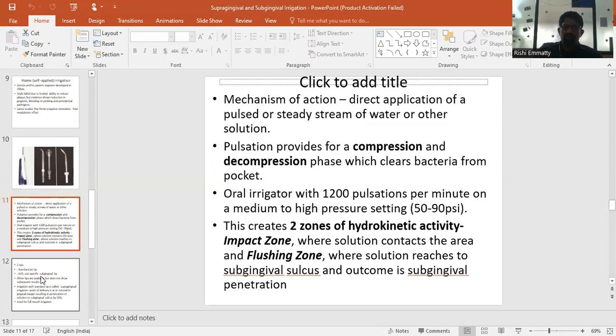What is the impact? The solution contacts the area. The solution enters, it contacts the area. Then second is a flushing zone. The solution reaches the subgingival sulcus and the outcome is subgingival penetration. First is the impact, where the chemical first goes and touches there, and second is the flushing action. So the subgingival irrigation and wound penetration comes.